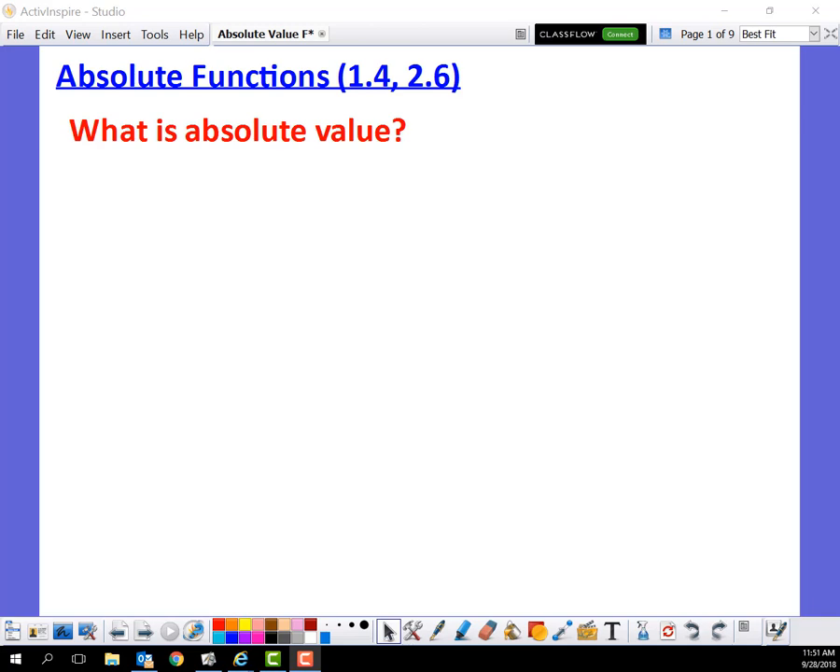Today's topic will be on absolute value functions. It'll be on solving absolute value equations, which is where we'll spend most of our time. And then we'll also spend a little bit of time talking about the graphs of absolute value functions.